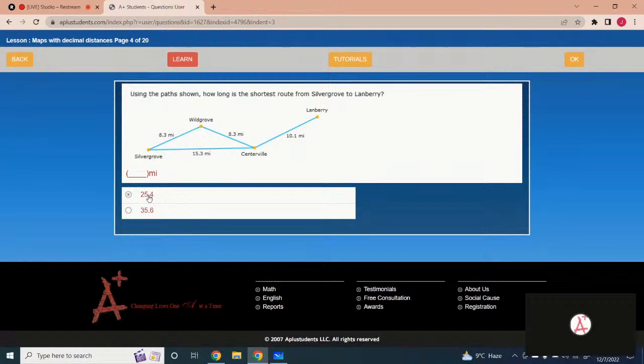Got it? So the smallest distance from the Silver Grove to Lanberry is 25.4, because here you have to follow two of the routes, from Silver Grove to Wild Grove to Centerville, and Centerville to Lanberry. So for sure this is a big distance. Got it? The largest distance. You have to calculate the shortest one. It would be then the Silver Grove to Centerville to Lanberry. Got it?